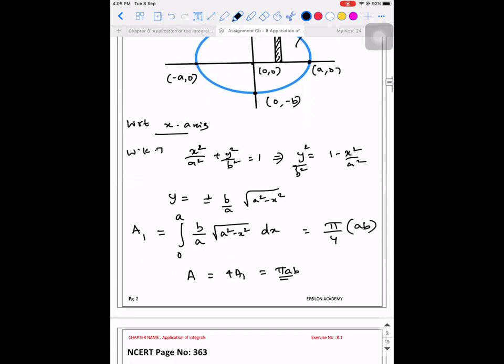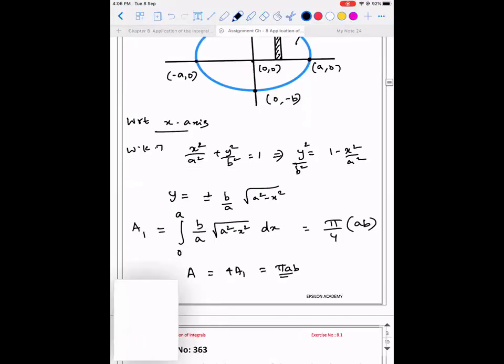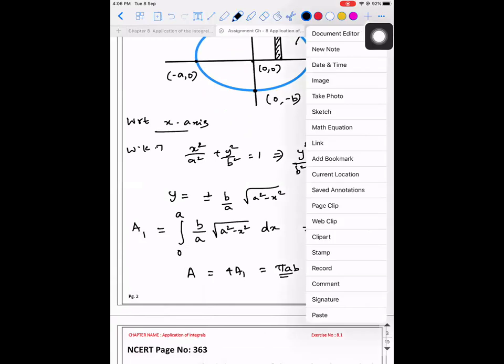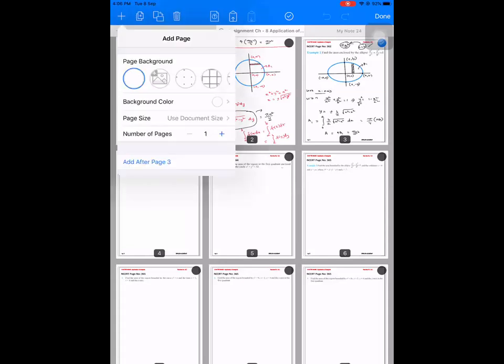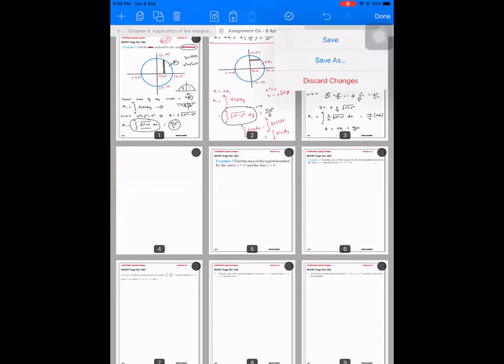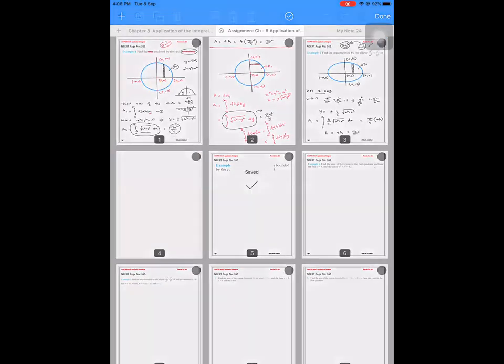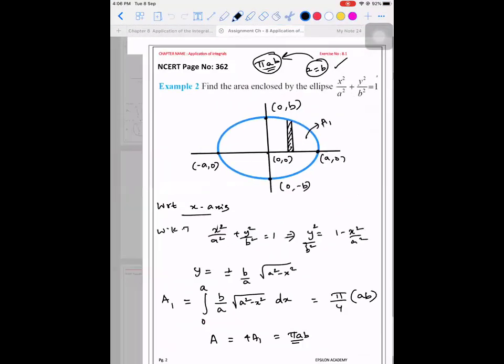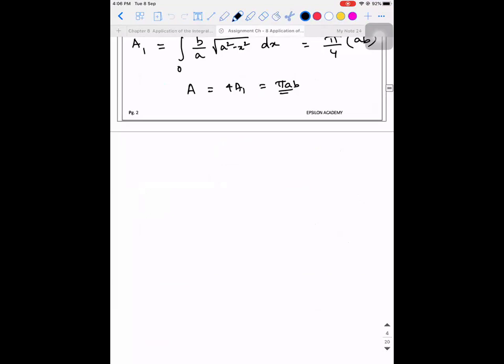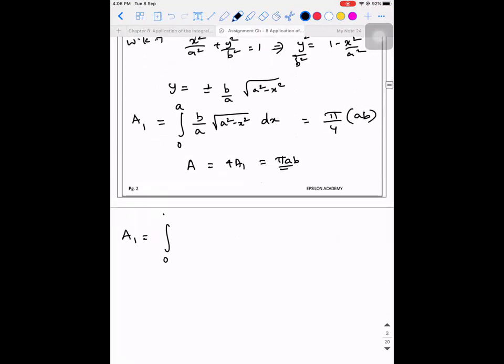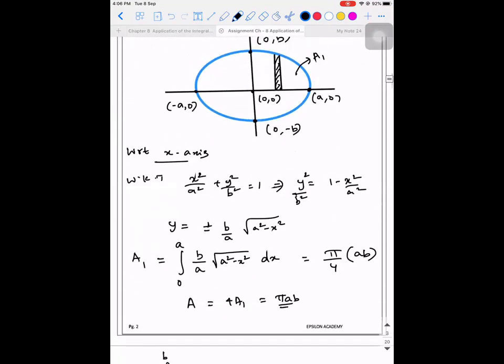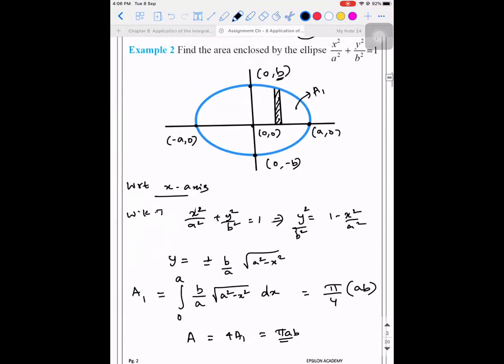Now the next point is, if you have to do it with respect to y-axis. Tell me, a1 will be the integral of, what should I write? From 0 to b. It will be 0 to b.